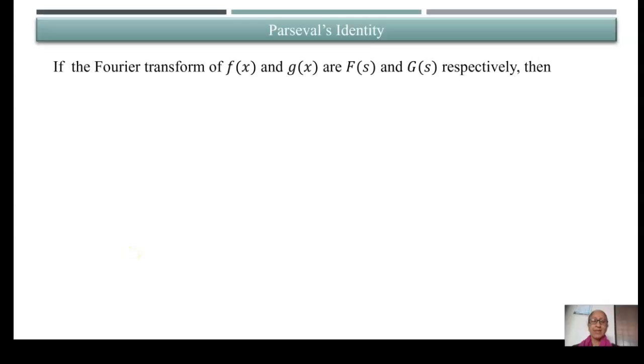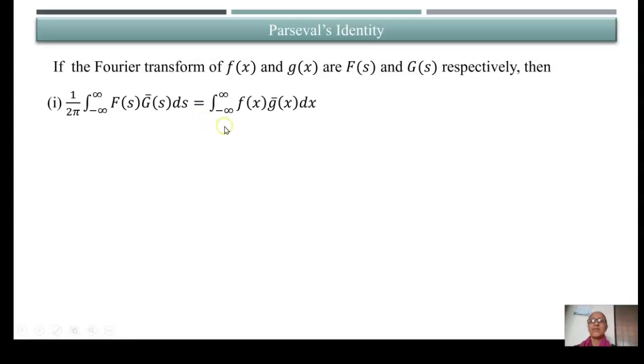Parseval's identity deals with the Fourier transform, inverse Fourier transform, and conjugates of the Fourier transform and inverse Fourier transform. If f(x) and g(x) are some functions, then the Fourier transform of f(x) is F(s), and the Fourier transform of g(x) is G(s). And f(x) is the inverse Fourier transform of F(s), g(x) is the inverse Fourier transform of G(s). Then according to Parseval's identity, 1 by 2 pi integral from minus infinity to infinity F(s) into conjugate of G(s) ds equals integral from minus infinity to infinity f(x) and conjugate of g(x) dx.